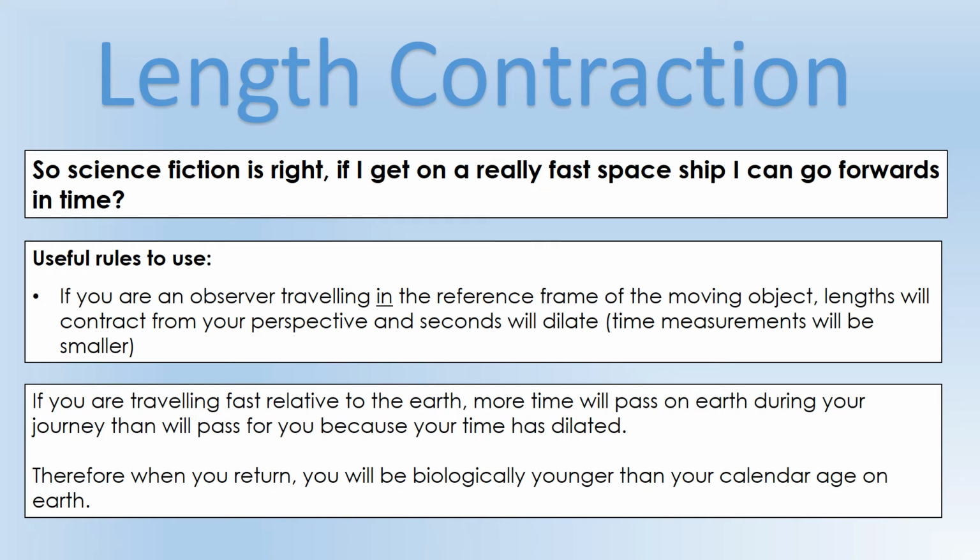In science fiction, you might have seen that if you get on a really fast spaceship, you can go forwards in time. Does that bear out when we start considering special relativity? Well, if you are traveling fast relative to Earth, so you are essentially in a very fast moving rocket, your seconds are now longer than the seconds of a person who's been left on Earth. Let's say from your perspective, you travel for 10 years. That means on Earth, more than 10 years would have passed because their seconds are shorter. So maybe they've had 15 years on Earth, or maybe 20. It depends how fast you're traveling.